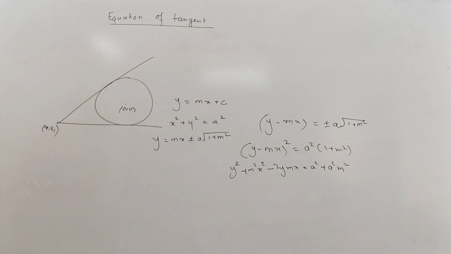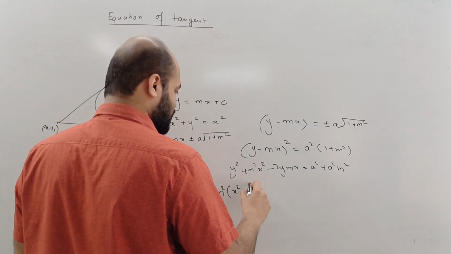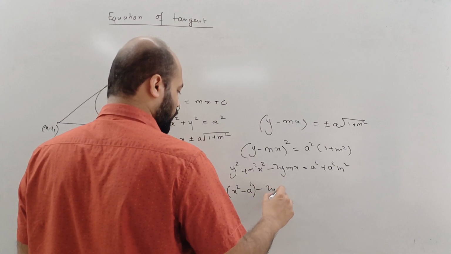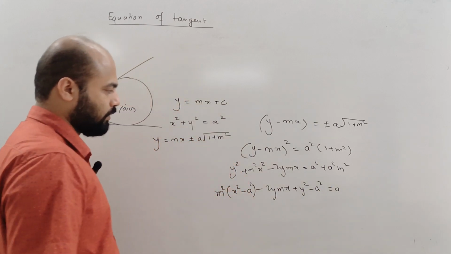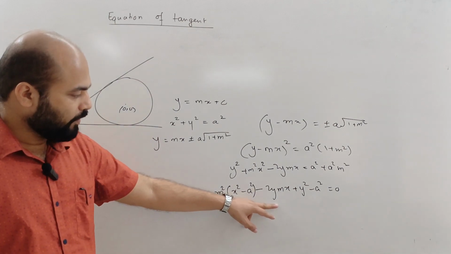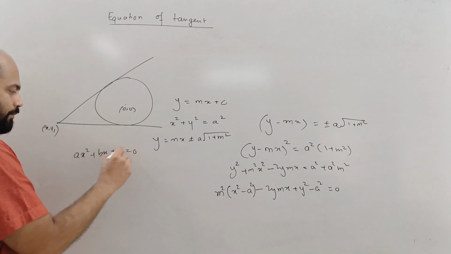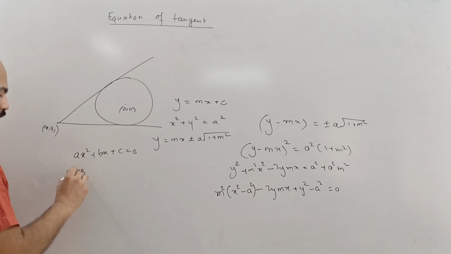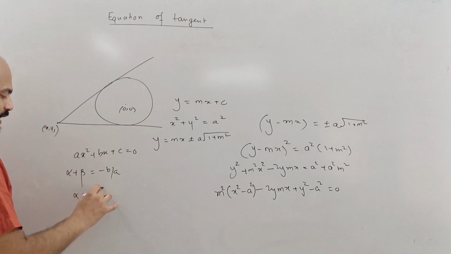Let's rearrange it in the form of quadratic of m. If we rearrange, then we're going to get m square, x square minus a square, minus 2y mx plus y square minus a square equals to 0. This is what we're going to get. Now once we write this equation, what information is this giving us regarding the slopes? So we know that if we have a quadratic, let's say ax square plus bx plus c equals to 0, we can always write the sum of the roots alpha and beta as minus b by a, and product of the roots is c by a.